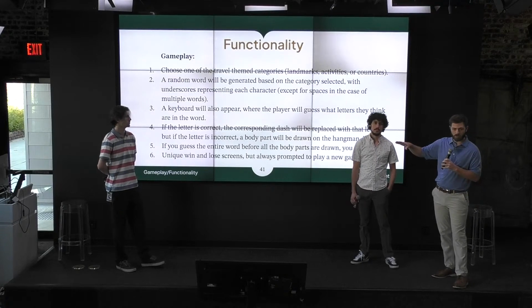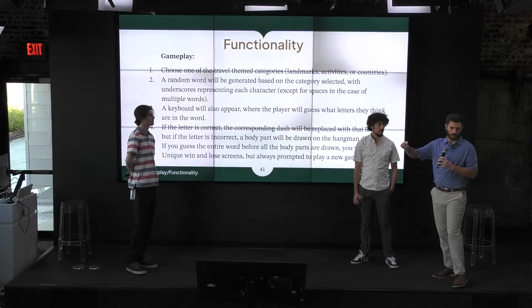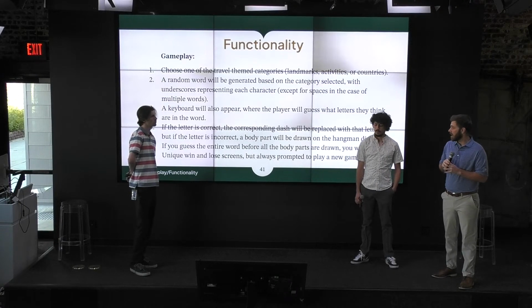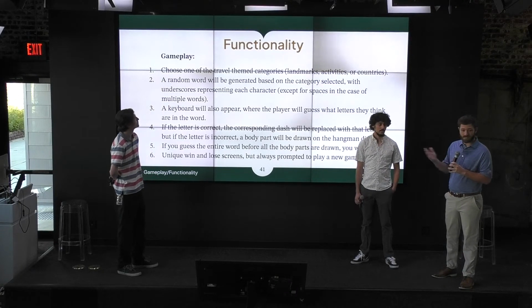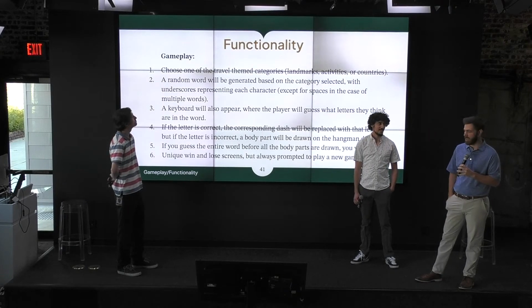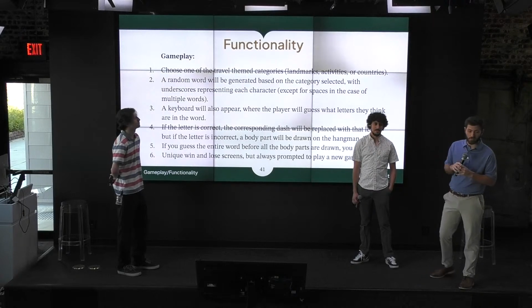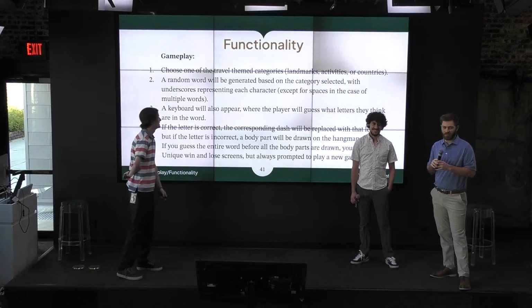A keyboard also pops up where you actually guess the letters. The letters gray out whenever you guess it. And then you get 6 guesses before all of the body parts are drawn. And then you either win and get a cool screen, or you lose and are ashamed by the bad screen that comes up.